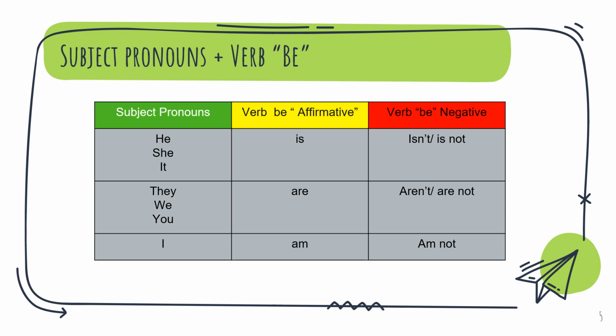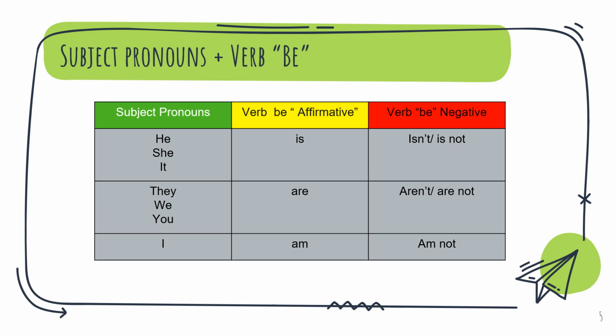Now let's look at the second row. There are 3 subject pronouns mentioned: they, we, and you. You is a special case where you still need to use are. So for they, we, and you, we use are for affirmative, and for negative, you need to use aren't or are not.